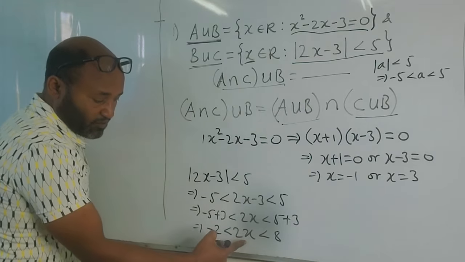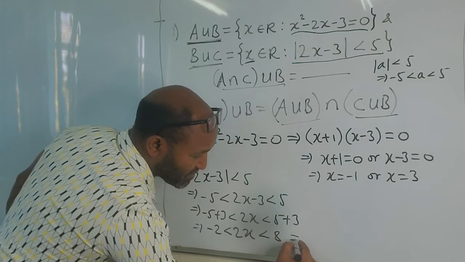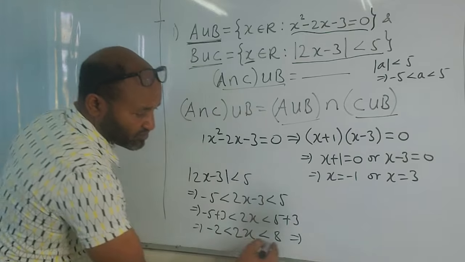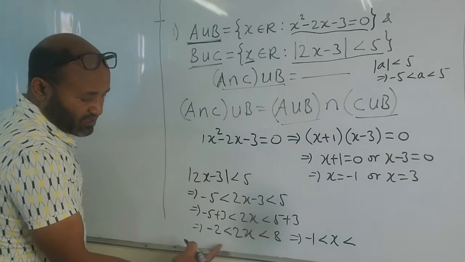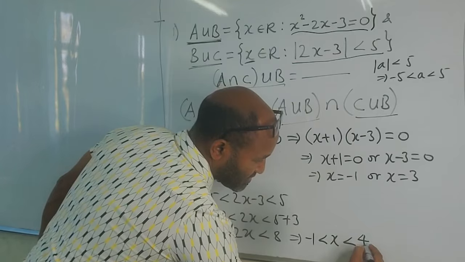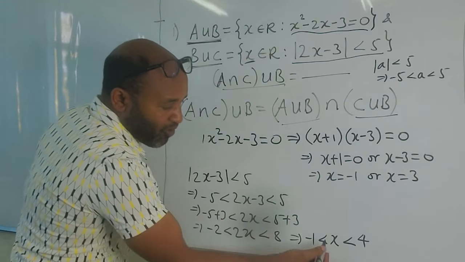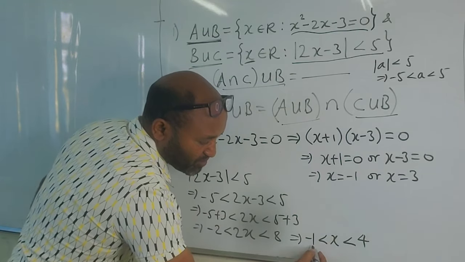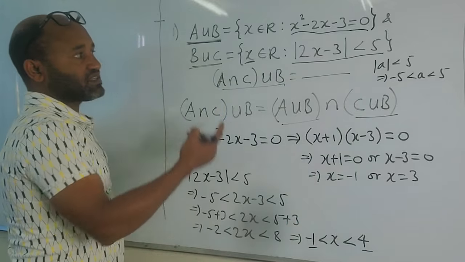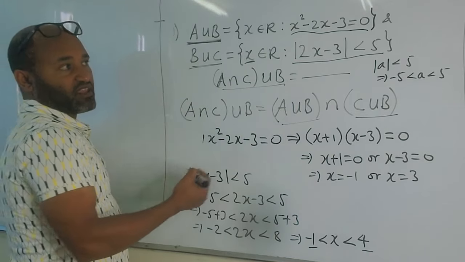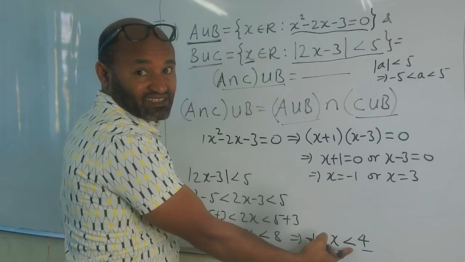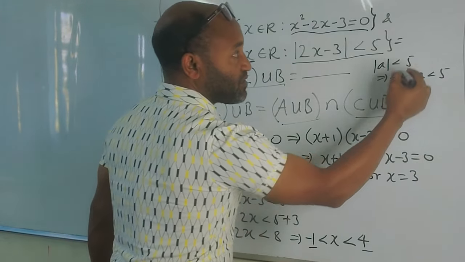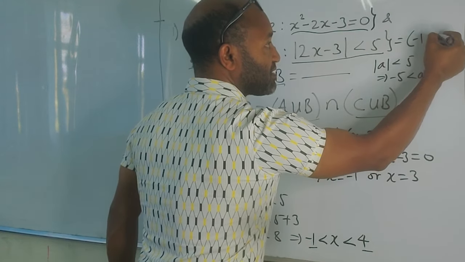We need x. So when we divide all sides by 2, this will give us minus 2 over 2, minus 1, less than x less than 8 over 2, that is 4. So all real numbers between minus 1 and 4, that's B union C. So B union C, strictly less than, so we will have open interval minus 1 up to 4.